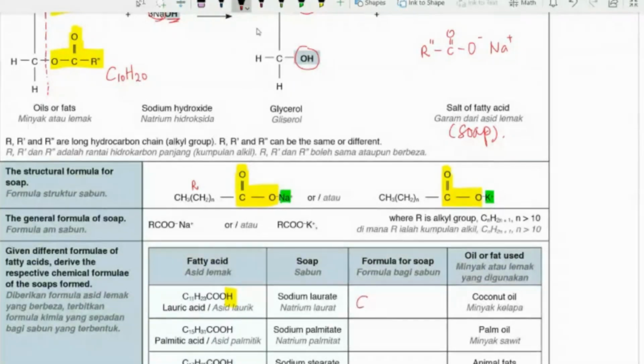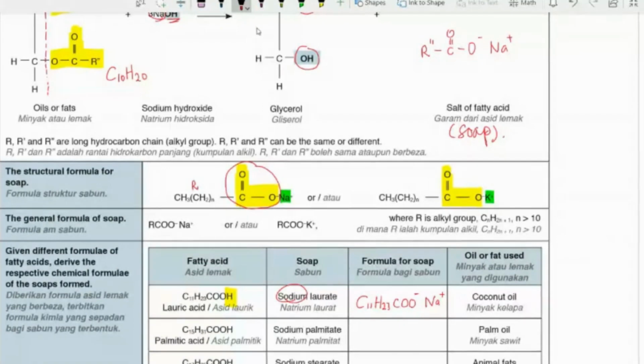So the remaining you just copy. C11H23, then COO. This COO, then here got 1 minus. Then sodium, so it's Na plus. If you don't want to draw the plus and minus, COONa is also correct. So this is sodium laurate, the soap: C11H23COONa.